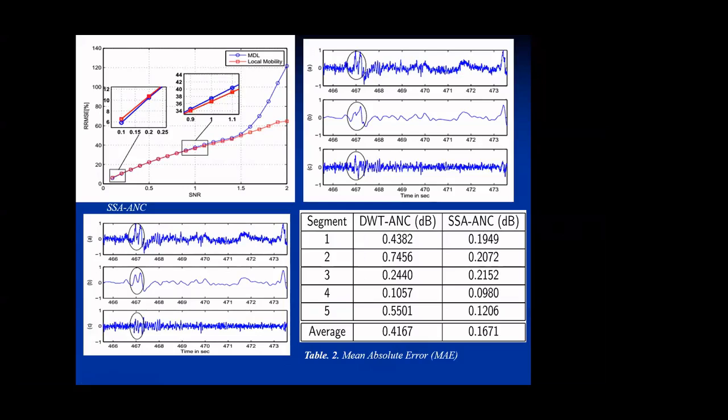So there are some important results. There is a previous technique, DWT ANC, which is already existing. When compared with this DWT ANC, these are the mean absolute square errors of the proposed technique. This SSA ANC is our technique. You can see that there is a lot of decrease in the mean square error. This is 0.43, this is 0.19. So on average, almost one fourth or one third of the error is less.